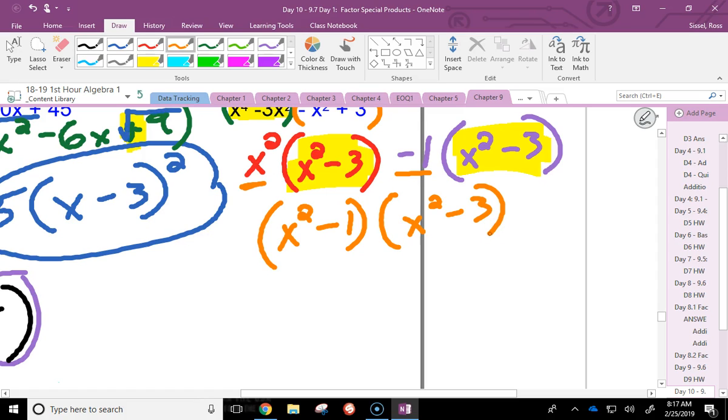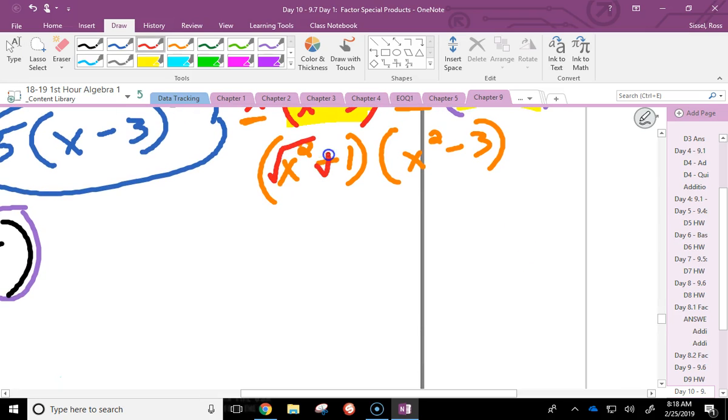We're not done though. Look at this first one. Can I square x squared? Can I find the square root of x squared? Can I find the square root of 1? So I have to do that. This is the difference of two squares. I would say the square root of x squared and the square root of 1. So I'm going to end up with x minus 1, x plus 1. That simplified down from x squared minus 1.